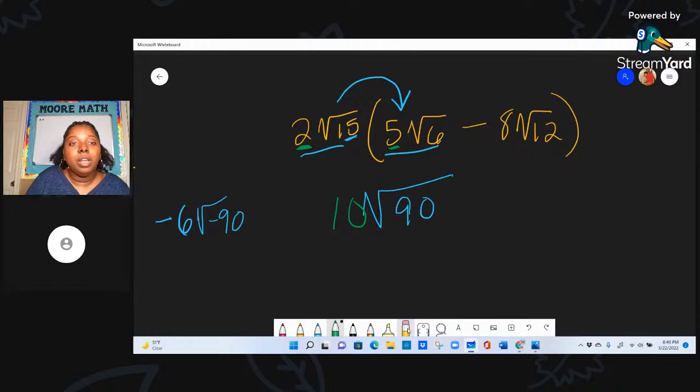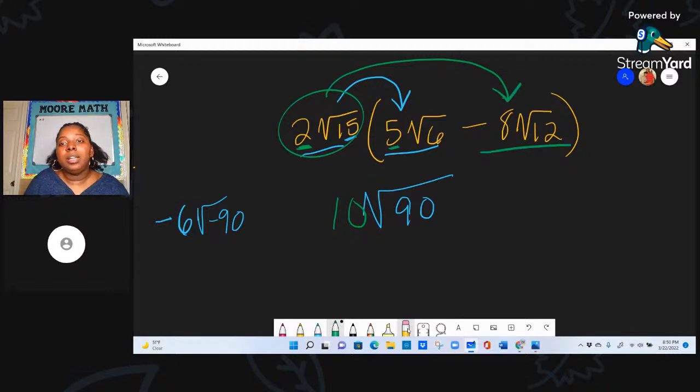Okay. Now let's do the next one. So you're taking this and you're multiplying it by all of this. So what are you combining? The square root of 15 and the square root of 12. Okay. What did you get? That's a huge number. 180. Good. Okay. What else did you combine? The 2 and the 8. Okay, and what did you get? 16. All right. So now what did you do? I subtracted the square root of 90 and the square root of 180.